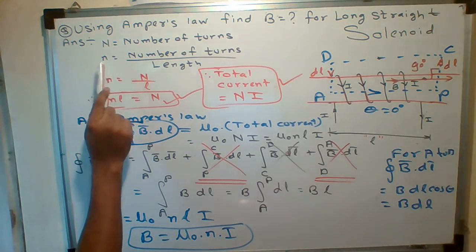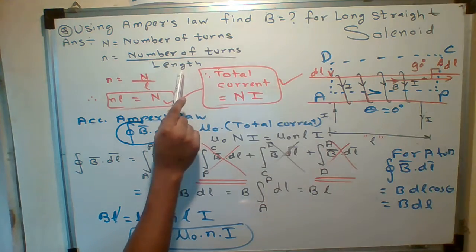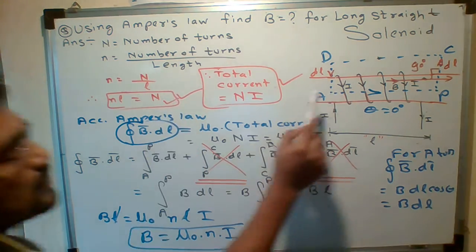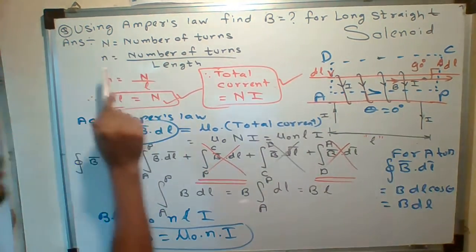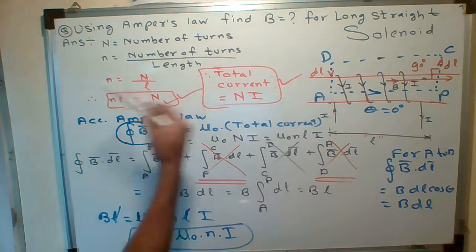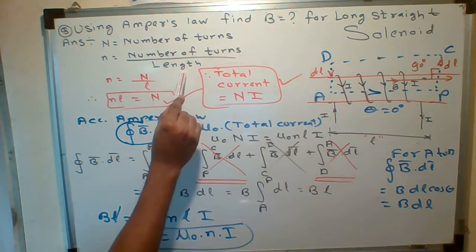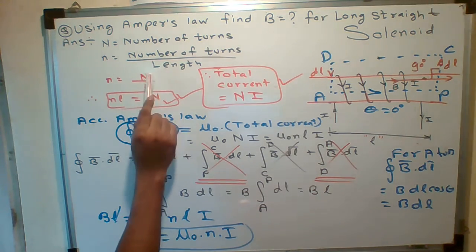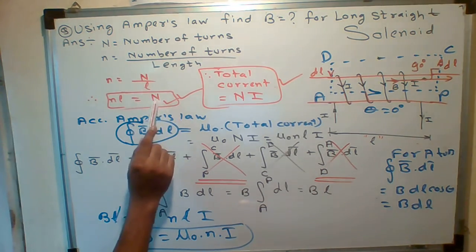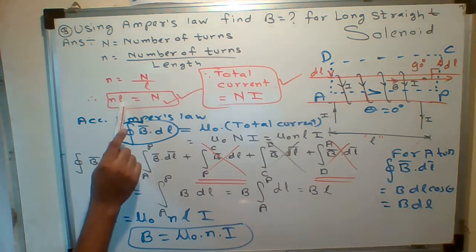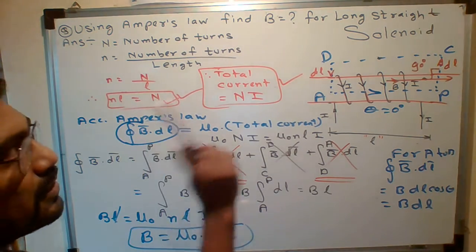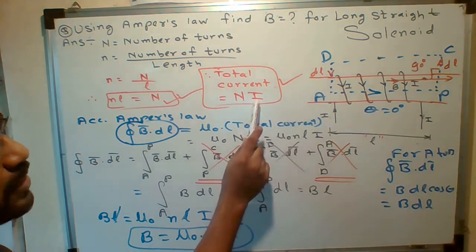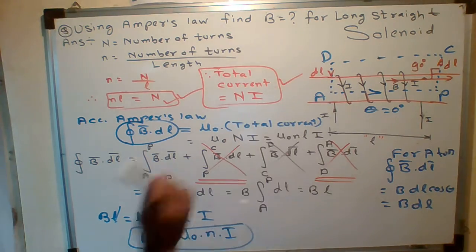So what is small n? Number of turns per unit length. Okay, this is because for this particular portion, the number of turns with respect to length is the number of turns per unit length. Okay, now what will I do? I will put a number of turns as the symbol N. So what is capital N? Number of turns will be n into L. So through one turn, how much current is flowing? I. The total current is what? Number of turns multiplied by current.